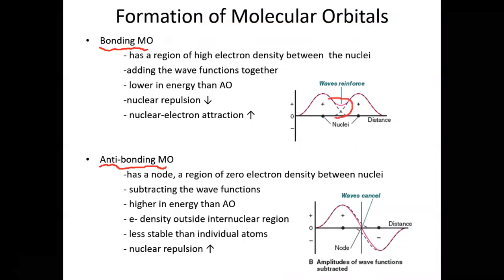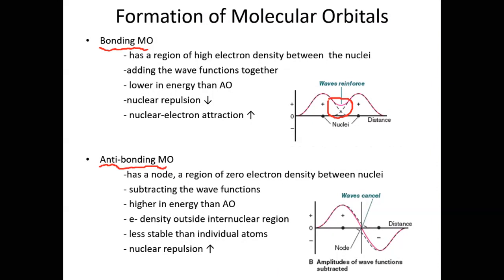Now, bonding molecular orbitals have a region of electron density between the two atoms. So this red circle here is the region of electron density between the two atoms. It's also the sum of wave functions added together. Also note that these are lower in energy than atomic orbitals due to the decreased nuclear repulsion and the increase in nuclear-electron attraction. So these are what bonding orbitals are.